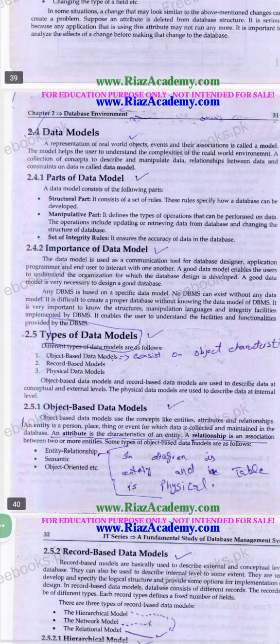Next topic we have is data models. In data models, the representation of real world objects, events and their association is called a model. A database model simply says how we organize or represent data in the database. It means how data is logically organized, structured and related to each other in the database system.